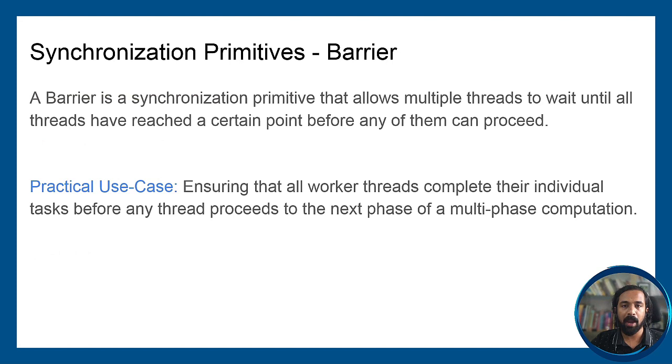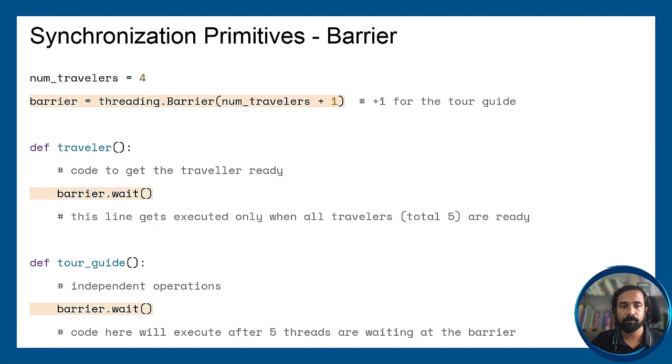Next, we have barrier. Barrier is a synchronization primitive that allows multiple threads to wait until all threads have reached a certain point in execution. For example, we can use that in a multi-phase transaction, so we can ensure that all worker threads complete their individual tasks before any of them can proceed to the next section.